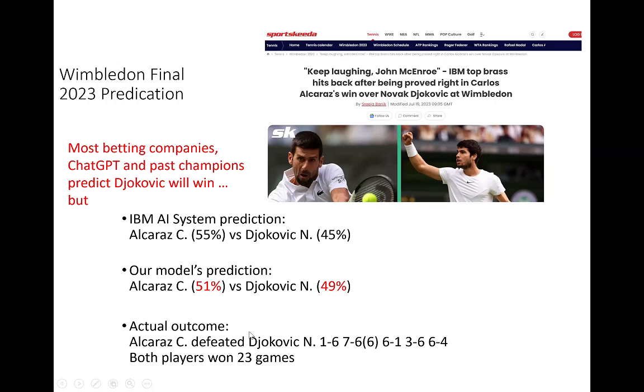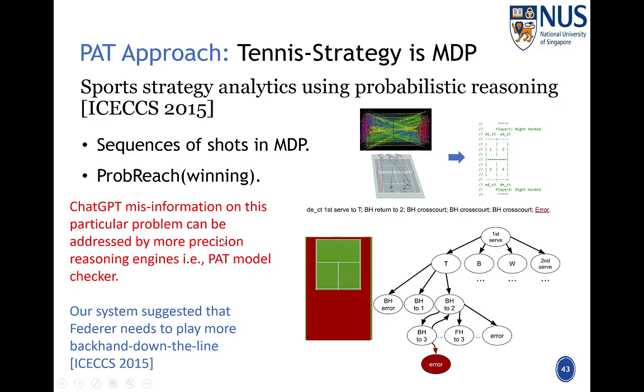The actual match is much closer to what we predicted. The actual match had 5 sets, 23 games each, with only a 2-point difference. So at 49%, our prediction is better than IBM's. But predicting who will win is not what we are most interested in. We are interested in helping players beat each other.